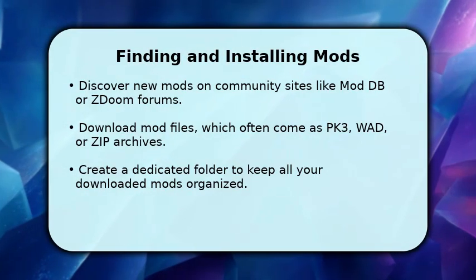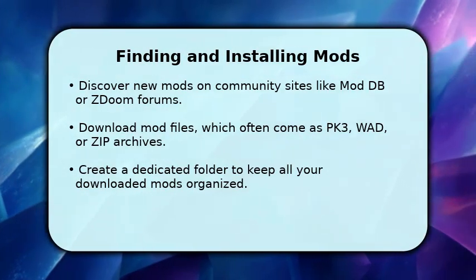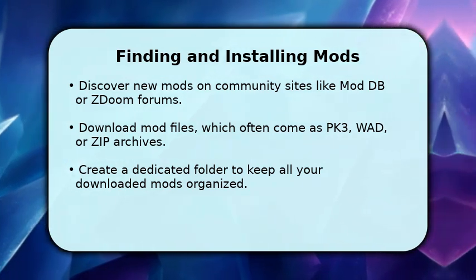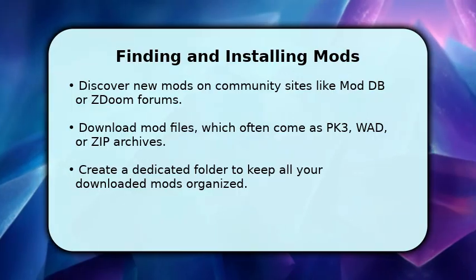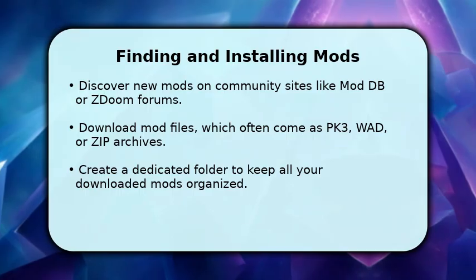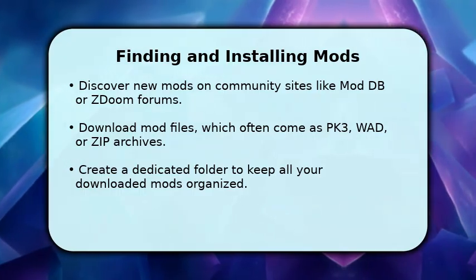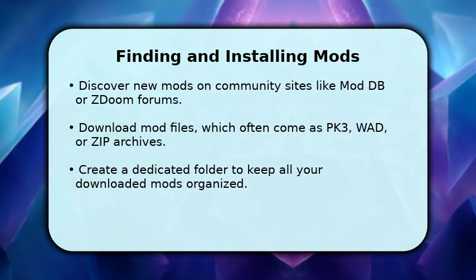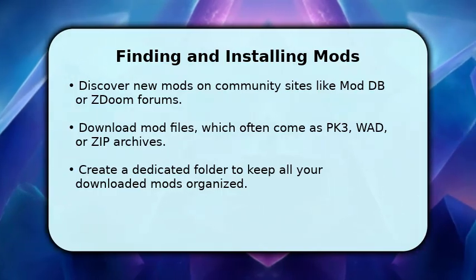Once you have your source port, it's time to find some mods. Websites like ModDB and the Doomworld forums are fantastic resources for discovering new content. Mods typically come in PK3, WAD, or ZIP file formats. After downloading, create a specific folder, perhaps named Doom Mods, to keep everything neatly organized and easy to access for later use.